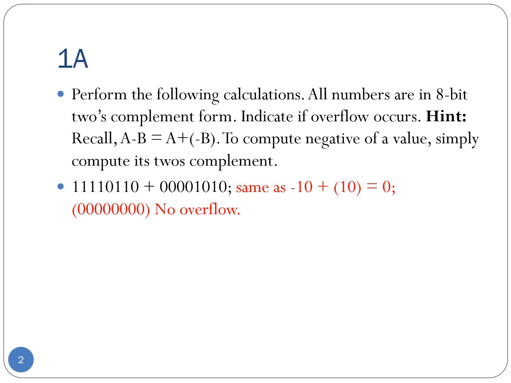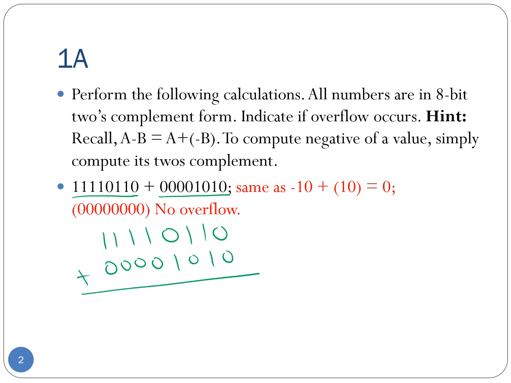So here we are given two 8-bit 2's complement numbers, and we basically have to add them and figure out whether there is any overflow. So let's do this here. This is the first number. The second number is 0 0 0, there are 4 zeros followed by 1 0 1 0. So let's perform this addition.